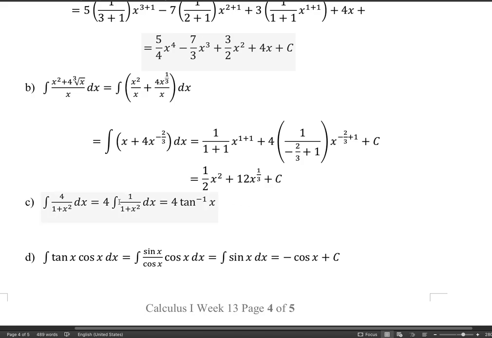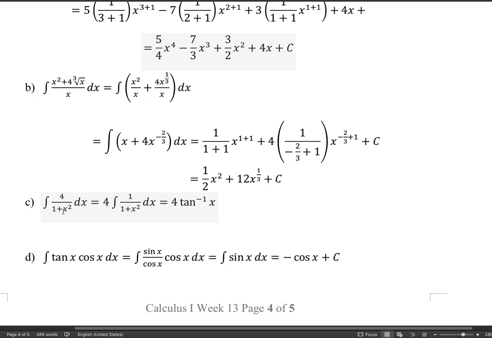Another example, the antiderivative of 4 over 1 plus x squared. Clearly, this integrand does not match anything as a single power function. You cannot jump to x squared. And also, I guess there's not an easy way to separate 1 plus x squared into single power functions because it's in the denominator.